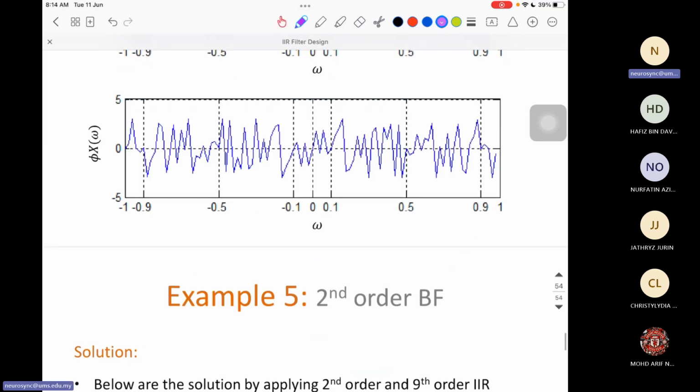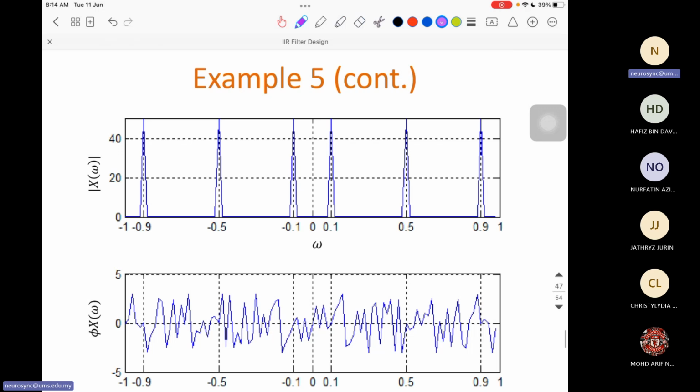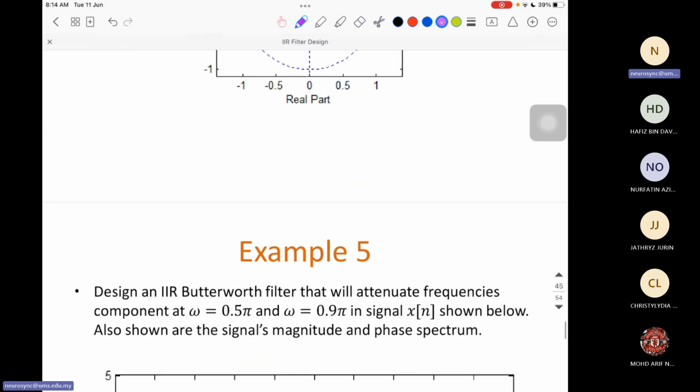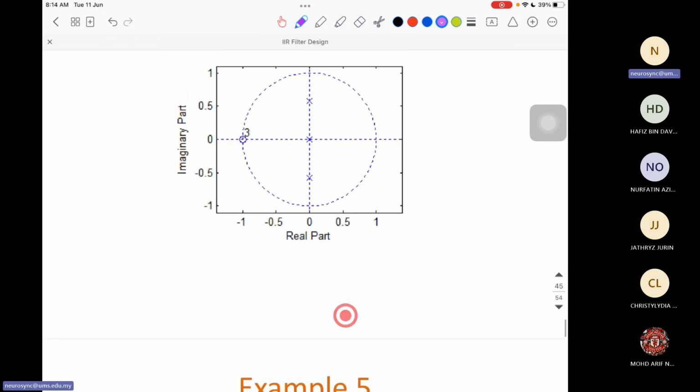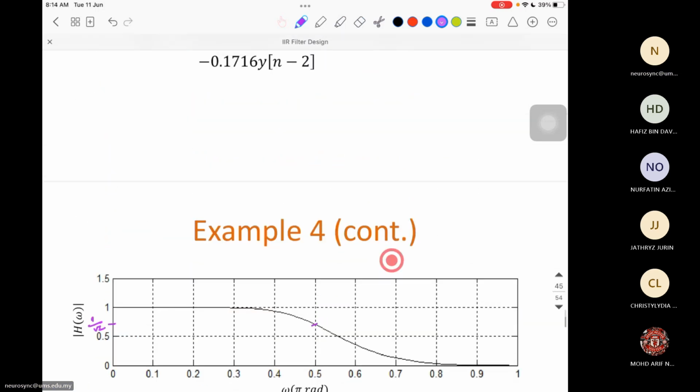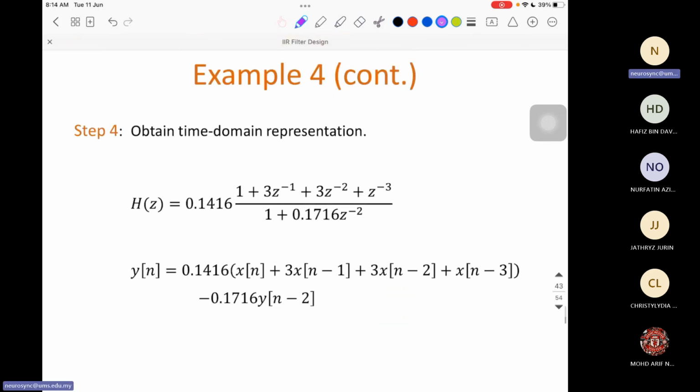In this example, the order of the filter is not explicitly given. It is just a trial to get the desired performance. So this is about the IIR filter design. In the next lecture, we will do the FIR filter design, finite impulse response filter design. This was the infinite impulse response filter.